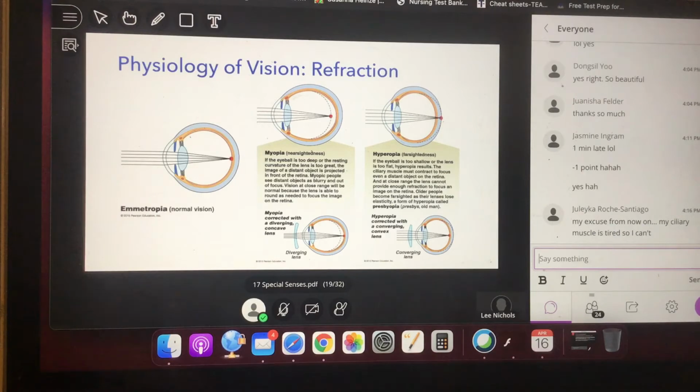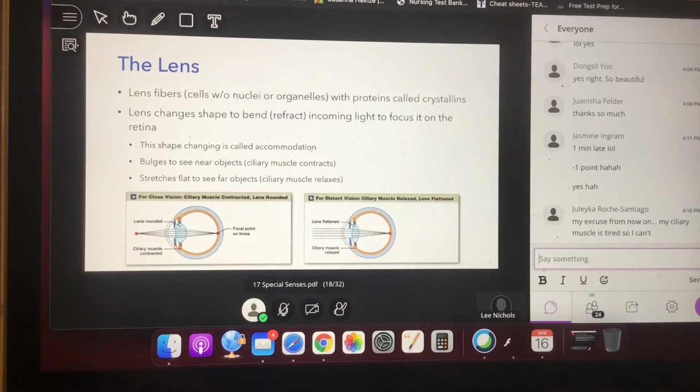But when you look at an object close up, the light rays enter the eye and have to be bent. So that's kind of this image right here. When you're looking at a closer object, like this little red dot down here in the lower left, right there, the light rays from that closer object are not as parallel as they are from a far away object.